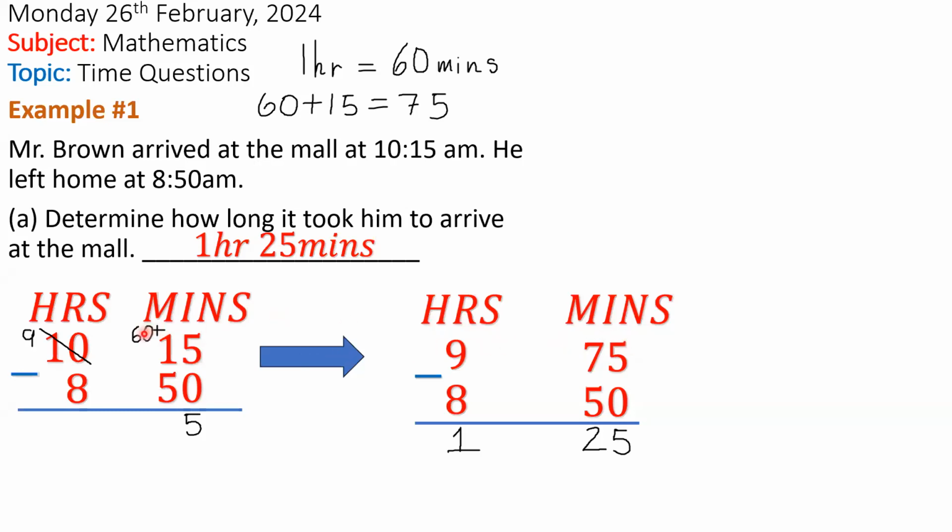Okay, so what we did here: when we add 60 to 15, that becomes 75. You see that? Why do you add 60? Because 1 hour is 60 minutes, and so we borrowed a whole hour. Remember, we borrowed an hour. So 1 hour is 60 minutes, so we had to borrow 60. You understand this?